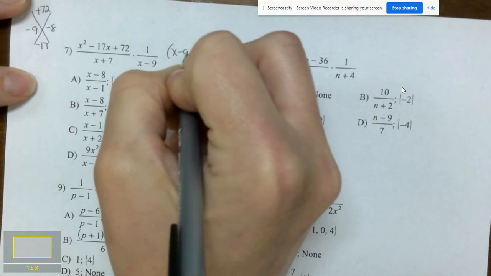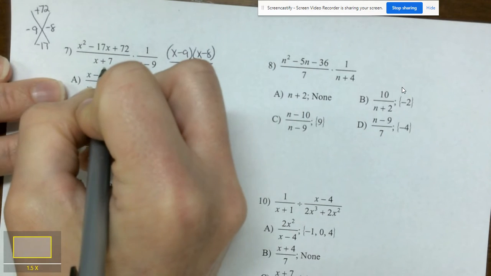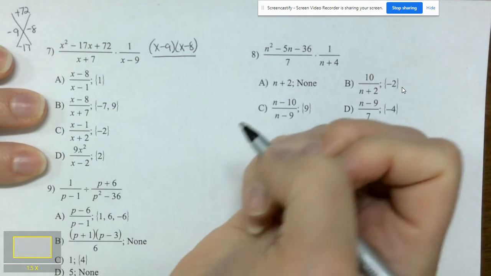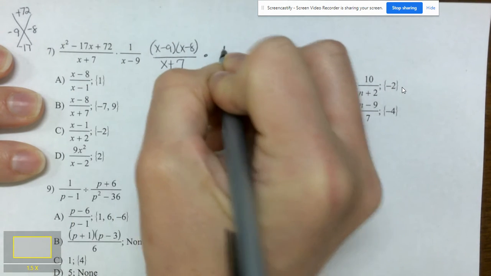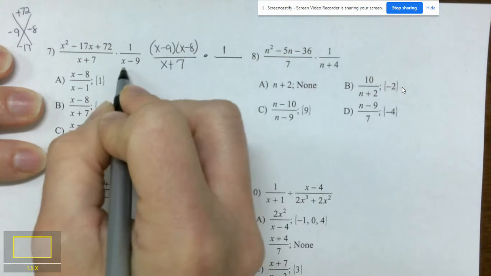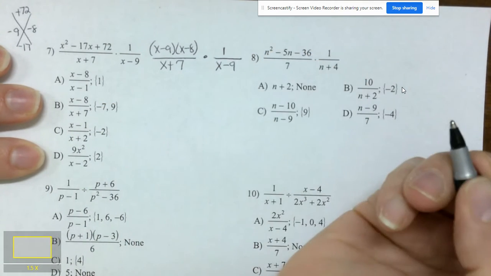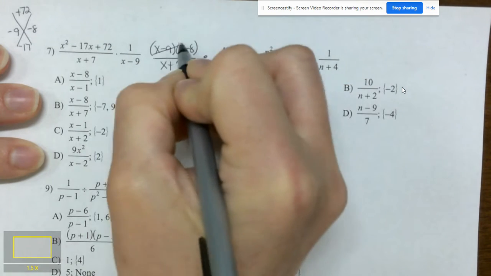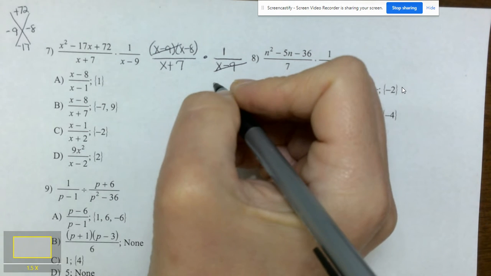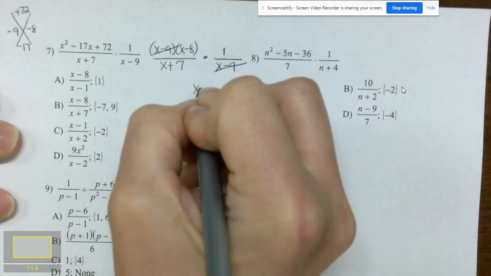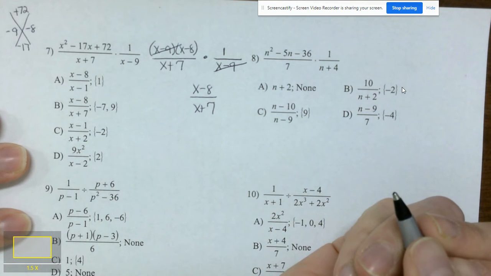So this is going to be x minus 9 times x minus 8 over, okay, x plus 7 is a binomial that has nothing in common, so we're going to leave it as it is. 1 is a monomial, so we leave it as it is. And x minus 9 is a binomial that has nothing in common, so we leave it alone. All right, that means we can cancel out our x minus 9s. So we're left with x minus 8 on top over x plus 7 on the bottom. X minus 8 over x plus 7.